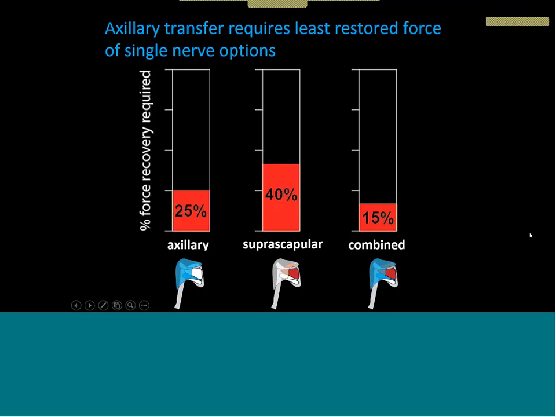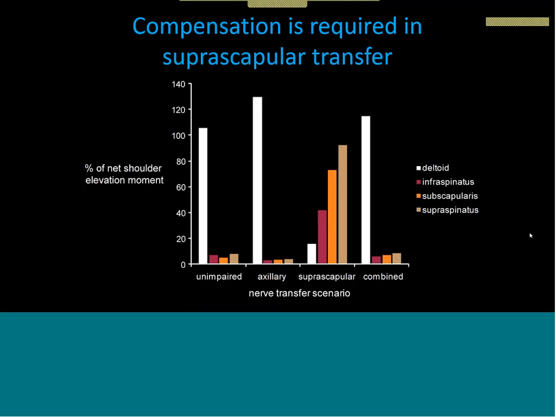If we look at the joint moments, we can see why this is so. Here what I'm showing is the shoulder elevation moment as a percent of the net moment required to keep the shoulder stable in an abducted posture.